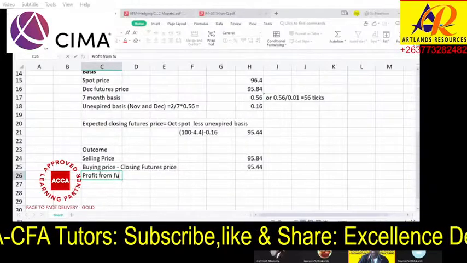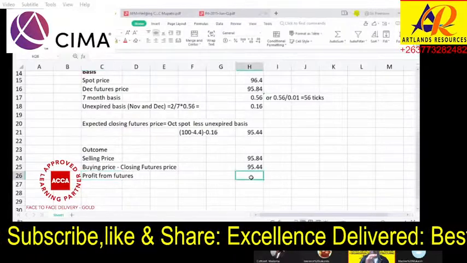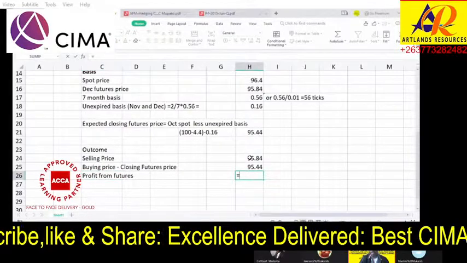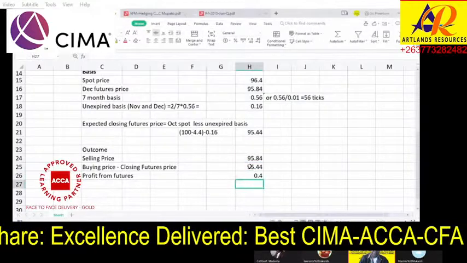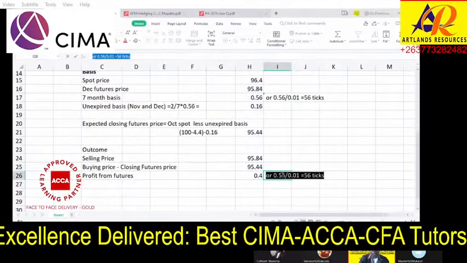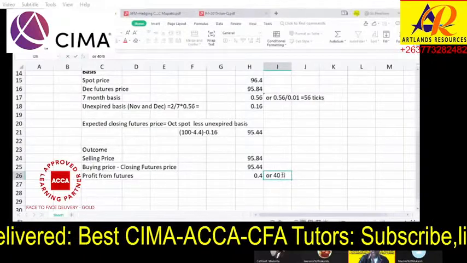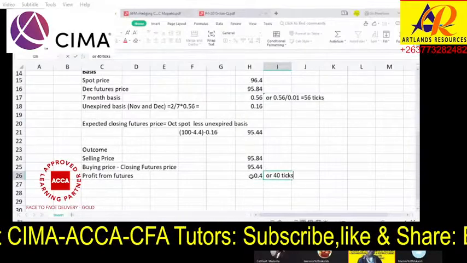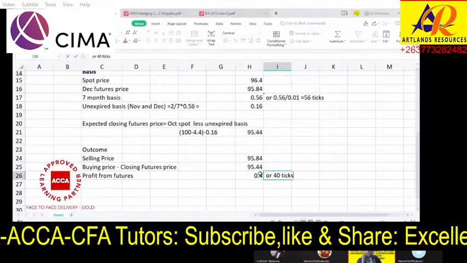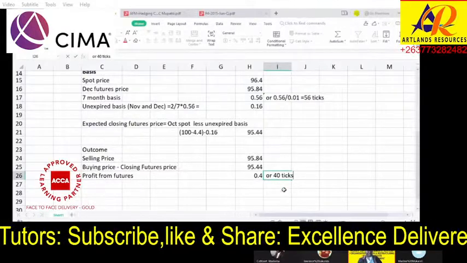Profit from futures, because your buying price is less than the selling price. So the profit from futures equals this minus this, and you get 0.4. We can say 40 ticks. You now understand how we calculate 40 ticks. We simply say the basis, 0.4 divided by 0.01%, so you get 40 ticks.